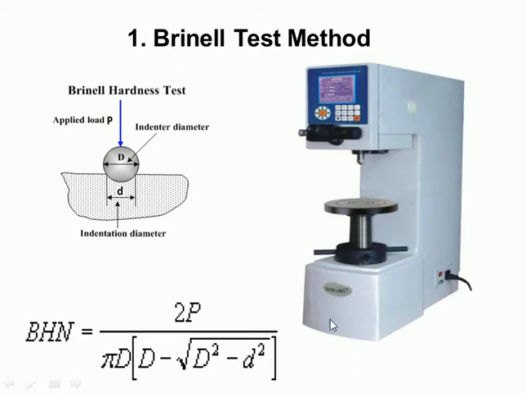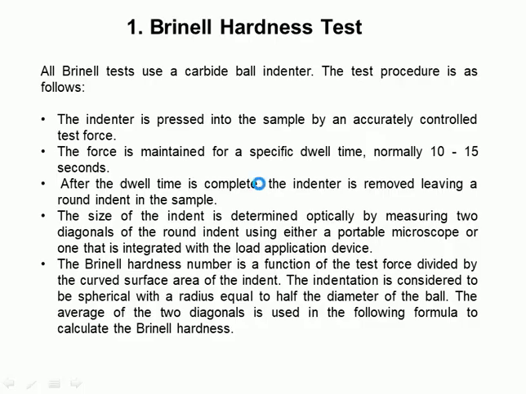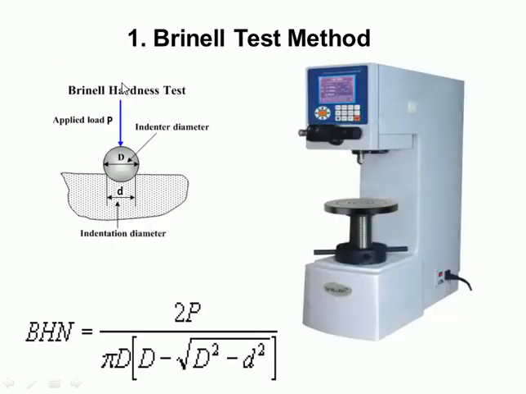This is the machine on which an indenter is attached, and this indenter is controlled by the test force. This is the test force applied. The applied load, that is P, is applied over the indenter, and this is the material on which the force is applied. Capital D is the diameter of the indenter and small d is the indentation diameter, which is formed after applying and removing the force on the material.